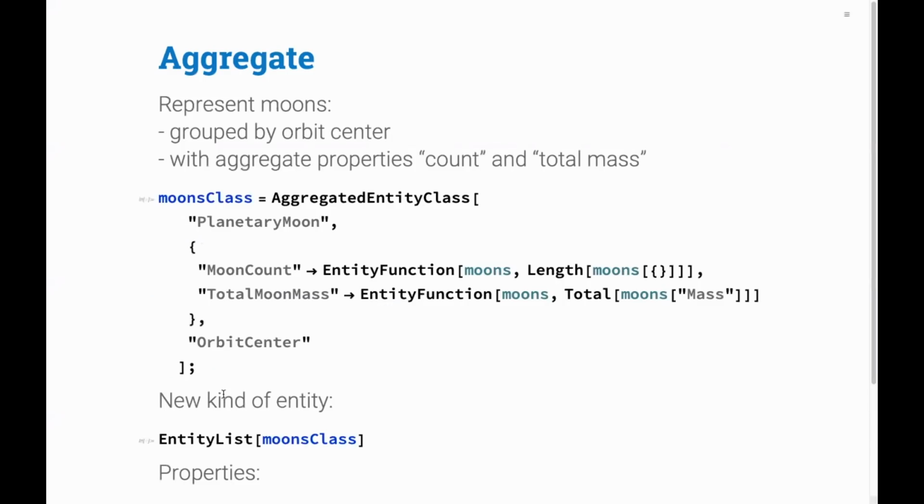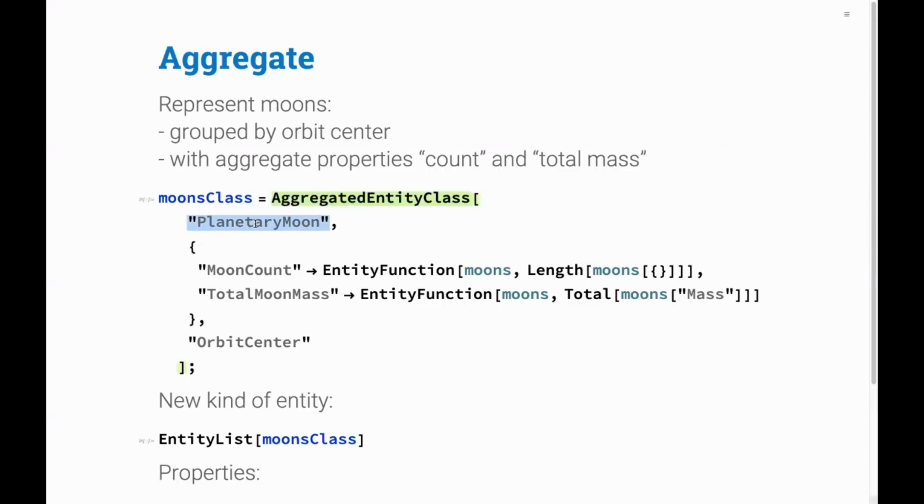The next complicated, and the second most complicated, new feature is the aggregated entity class. So let's start slowly with what we're doing here. Here we are starting with planetary moons. It's the first argument of the aggregated entity class, but we could use any other class. Oh, by the way, the great thing is that you can nest all of those new entity class constructs.